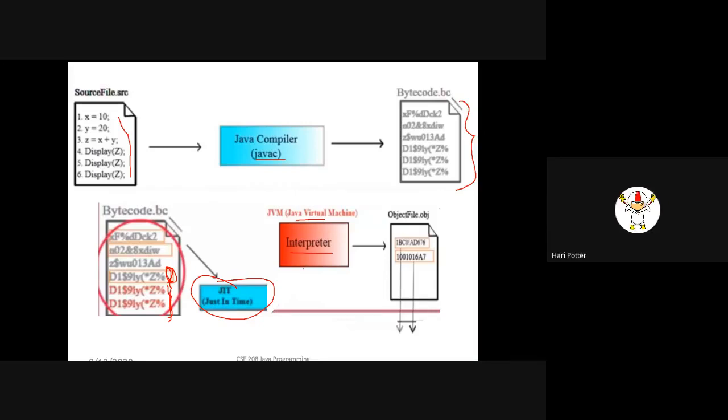Ma'am, I'm actually having a doubt, ma'am. Tell me. Ma'am, at which stage should we rectify the errors, ma'am? Is it after the Java compiler, the just-in-time compiler, or the interpreter?